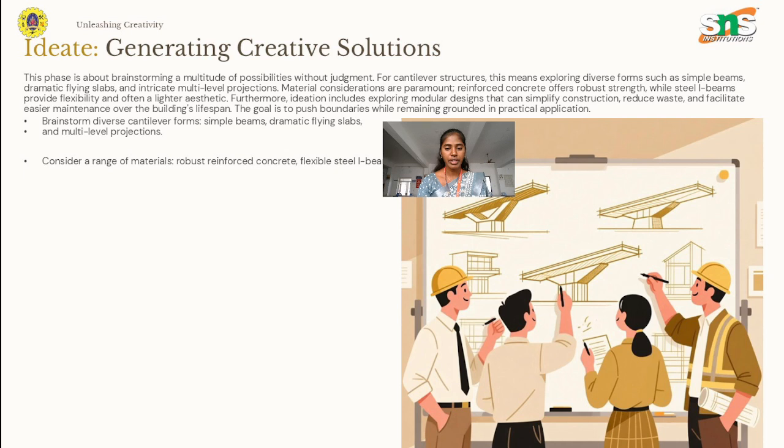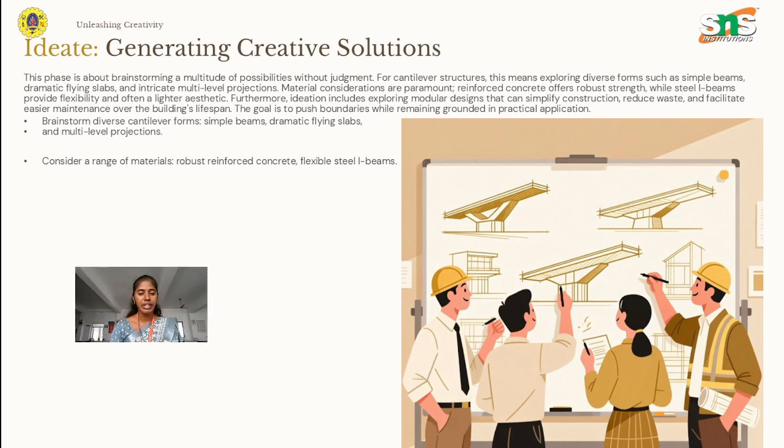Okay, so the next one is ideate. After define, we collect many ideas. In ideate, we unleash creativity, generating creative solutions to the problem. This step is about brainstorming a multitude of possibilities without judgment. For cantilever structures, this means exploring diverse forms such as simple beams, dramatic flying slabs and intricate multi-level projections.